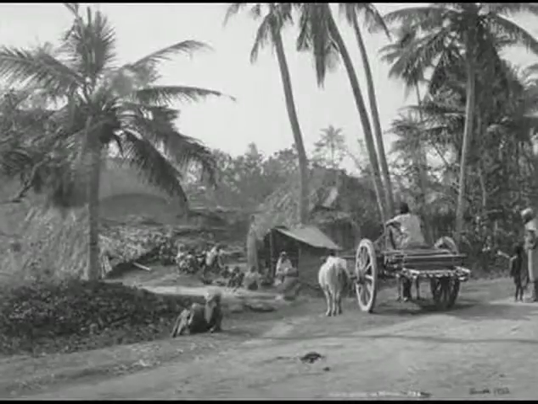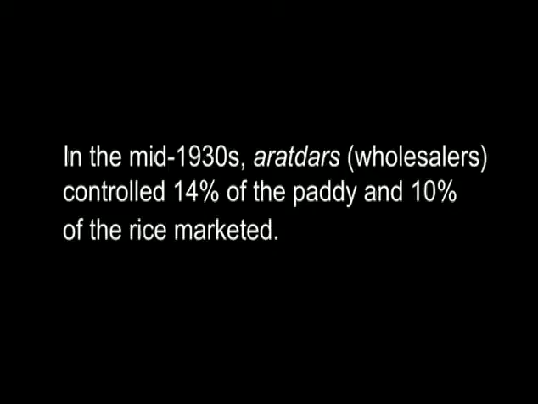And the peasants sold both paddy and husk rice, generally to the village Baparis. Bapari was another intermediary, Bapari to Arodhar. First you have the Bapari, then we have the Arodhar. And the Baparis also acted as agents of the Arodhars of the rice mills. In fact, in the mid-1930s, Arodhars controlled 14% of the paddy and 10% of the rice marketed. It is a huge quantity. Now, all these were feudal fetters, no doubt, which were closely tied up with the colonial setup.